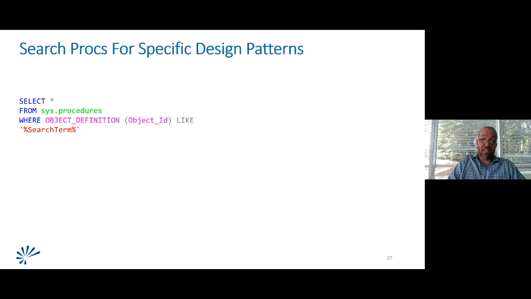Search procs for specific design patterns. Say you want to look over your family of stored procedures in a database. This is a good query here. So if I'm looking for merge statements, I can put merge in the search term right there. Or if I'm looking for loops, I'll put a while or a cursor in there, and that will identify all procedures that might be offending, iterative processes like that. So this is a very valuable query, kind of have in your tool belt. You can use that a lot as well.